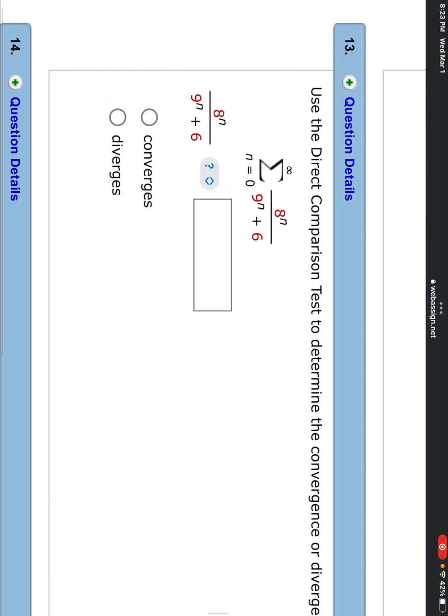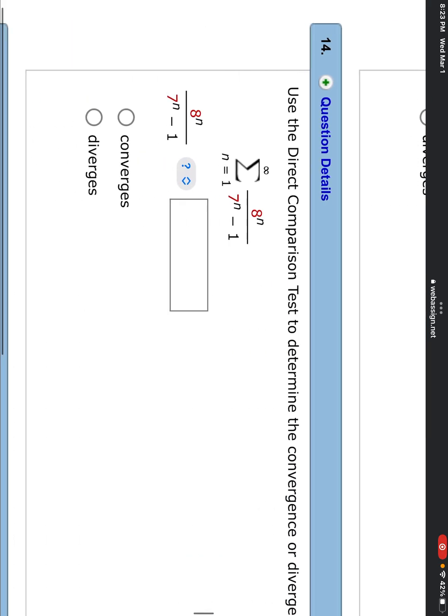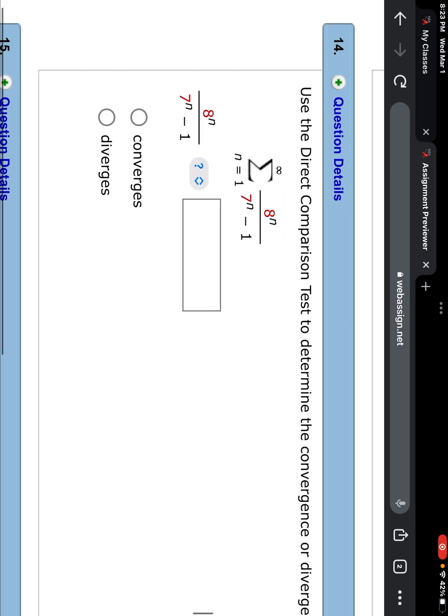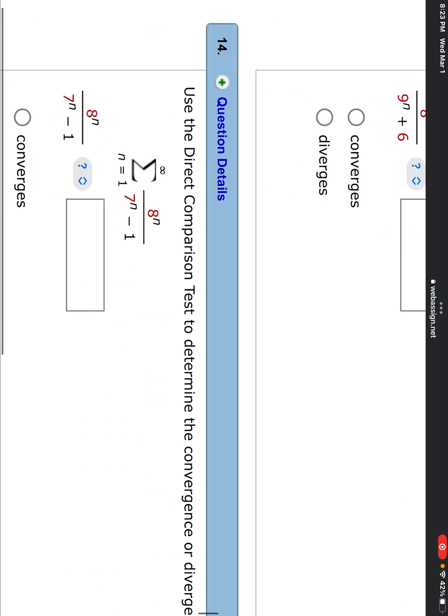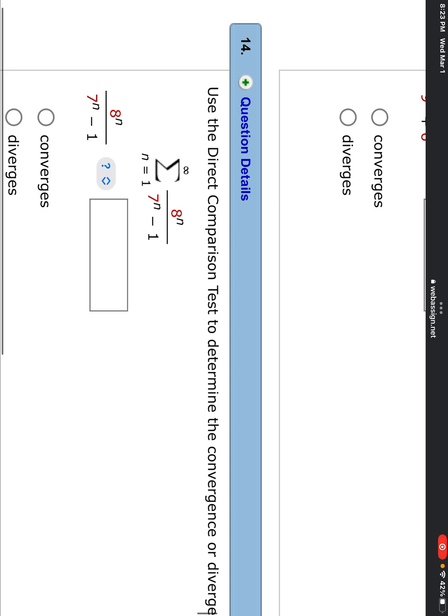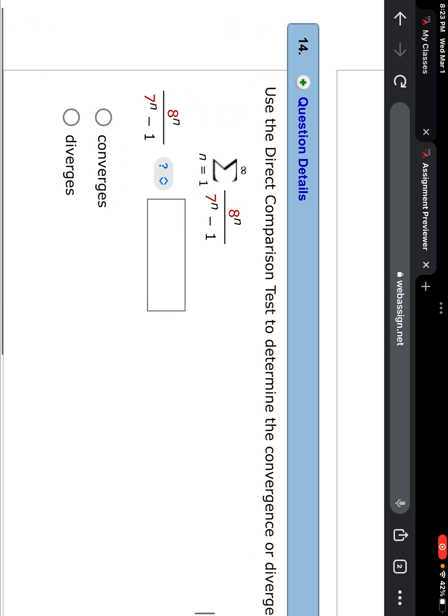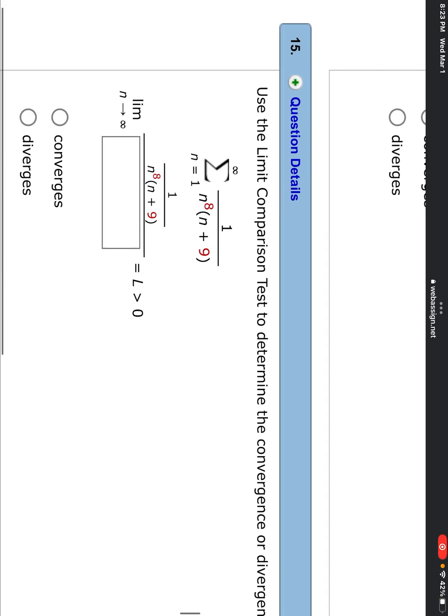Direct comparison test, I would take 8 to the power of n over 9 to the power of n, and it would make a geometric series when I rewrite it. Same thing on this one. This is a very good problem because there's one of them on your test. It's going to be like number 11, 12, or 13. Those ones you're able to pick 2 to do. You don't have to do all 4 of them. This comparison test, you take all of the exponents.